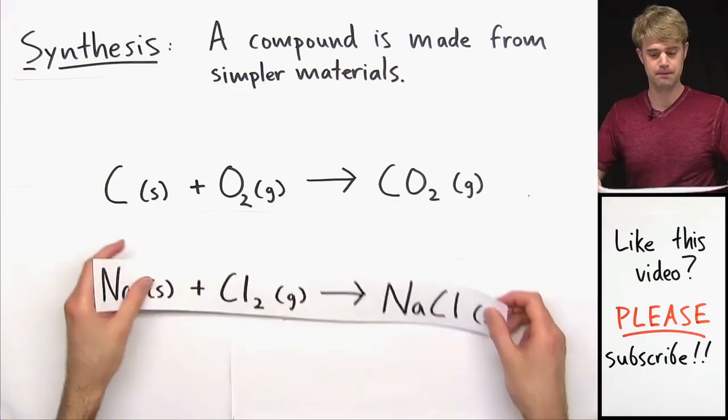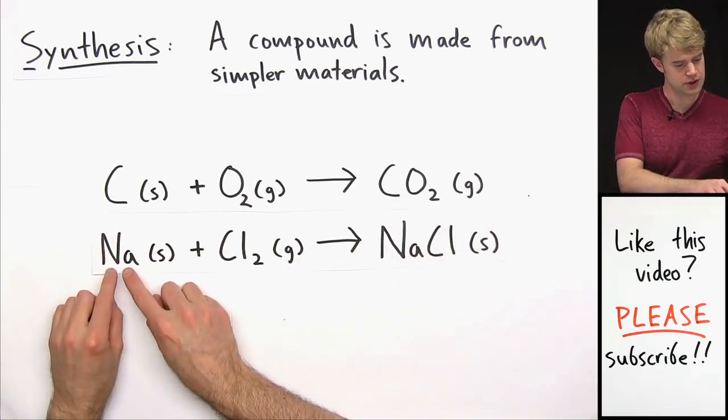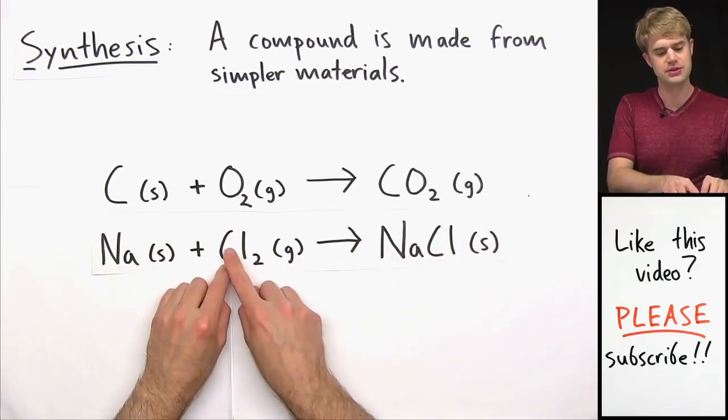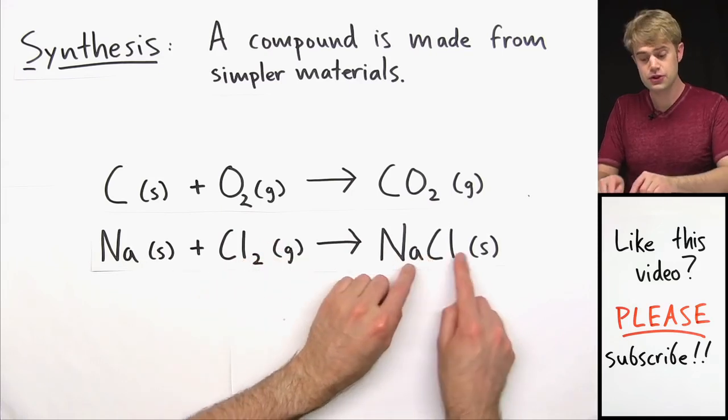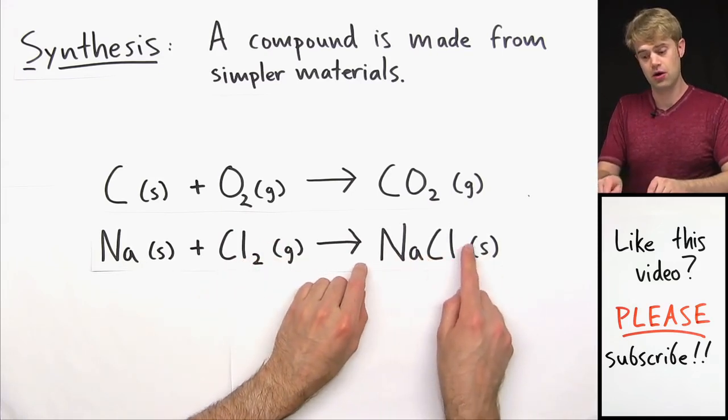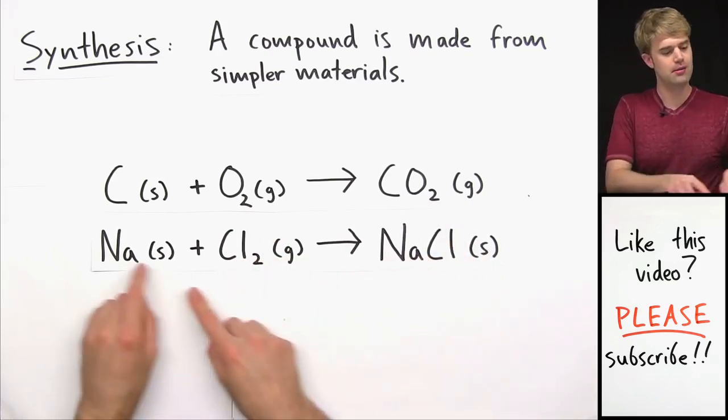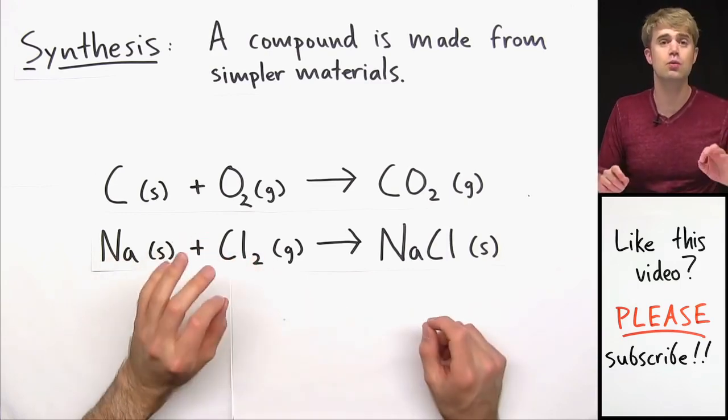Here's another example. We take sodium and chlorine gas, Cl2, and that makes sodium chloride, NaCl. What we end up with is more complex than the simple things we started with.